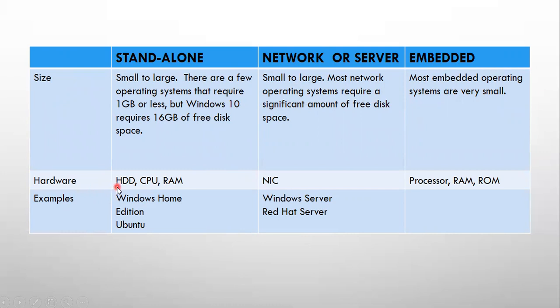The hardware for standalone is your hard disk drive. Your operating system will be stored on your hard disk drive. You've got your CPU that is working with RAM, your memory, into which you load your operating system. Network operating systems require a network interface controller. Your embedded works with processor, RAM, and ROM.